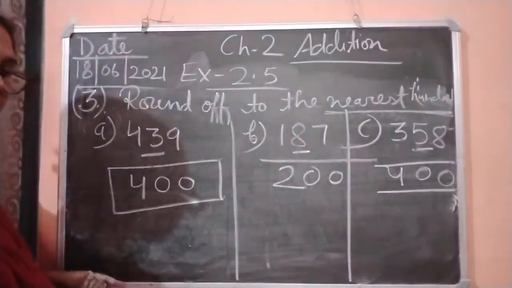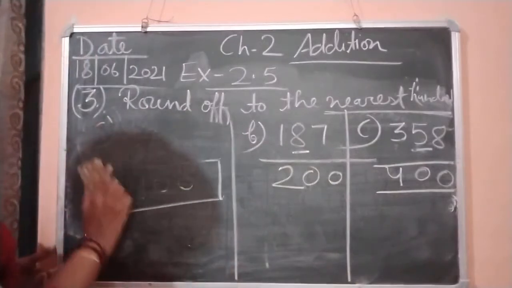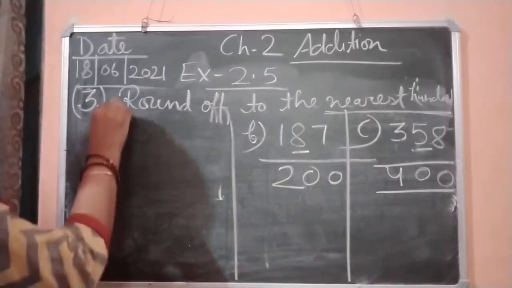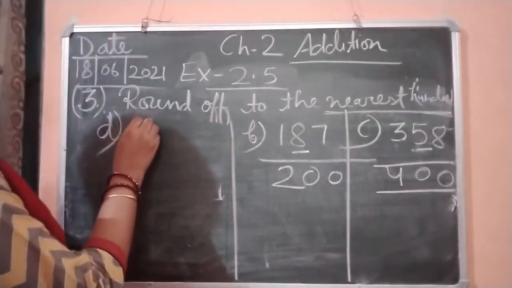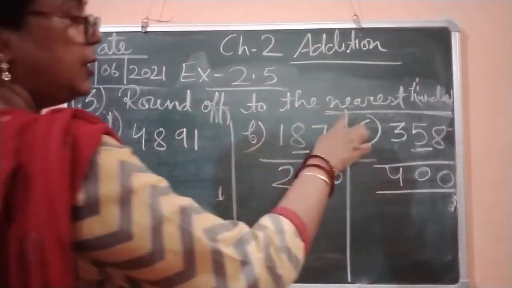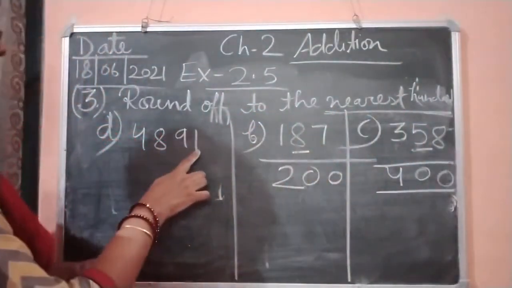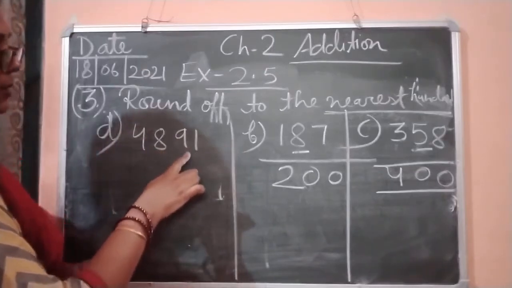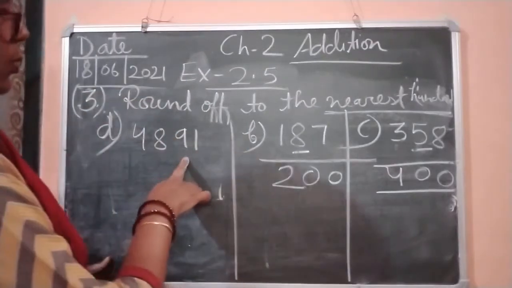Now we are moving to the next one. I hope you have completed this. Now we are moving to D. The number is 4891. Because we have to round off this number to the nearest 100, the places are ones, tens and hundreds, so nearest 100 is tens. Okay. So what will we do first?